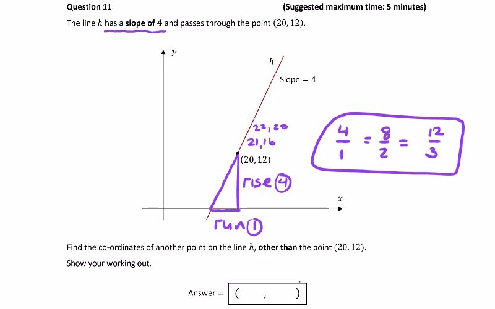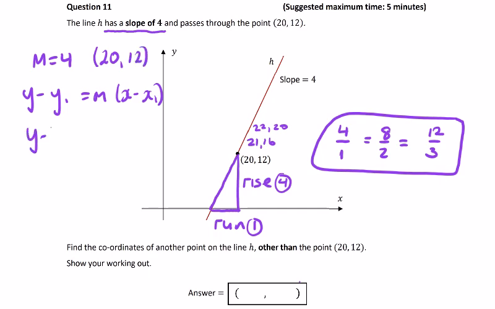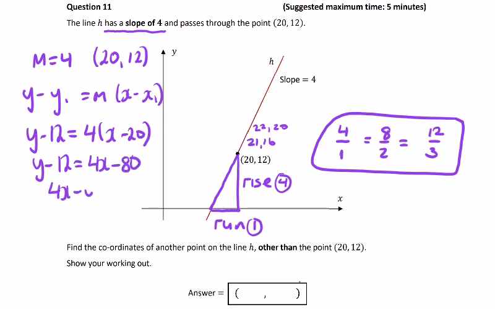If you're not seeing it doing it this way, we could just get the equation of this line using the equation of the line. Let me show that these points are on the line. The slope is 4. And we have the point 20, 12. So putting this information in, we're going to get y minus 12 is equal to 4 times x minus 20. Y minus 12 is equal to 4x minus 80. 4x minus y, if we bring the y to the right and the 80 to the left, we're going to get plus 80 minus 12, 68.